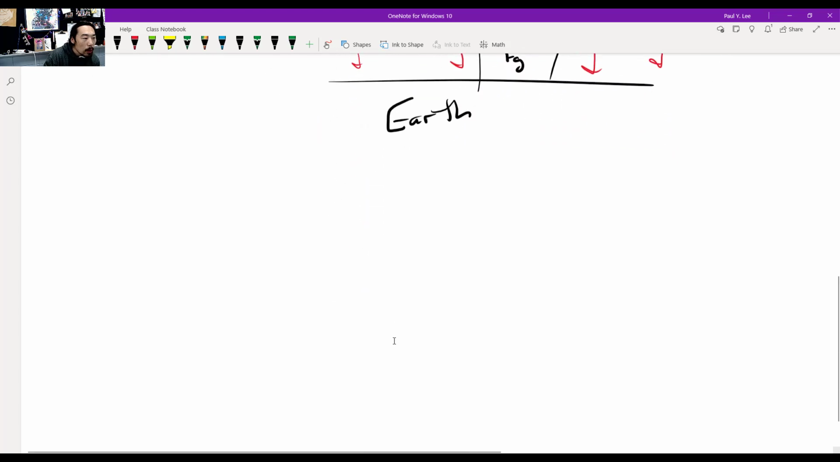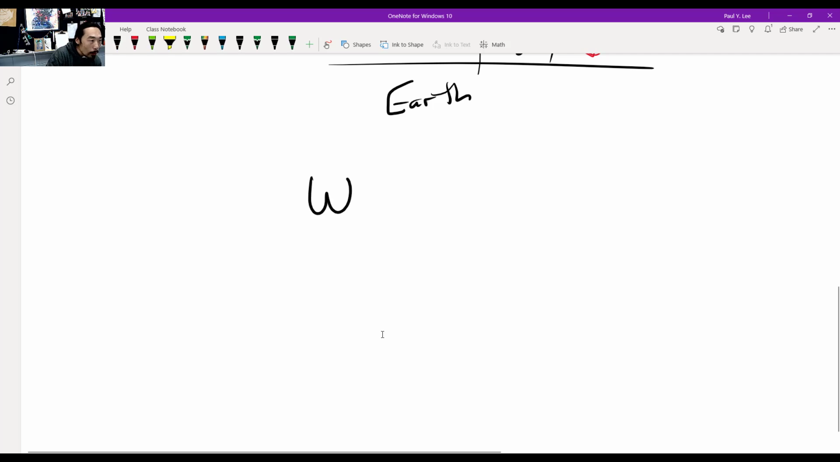Whenever you're trying to find the weight of something on a different planet, it is still F of g equal to mg, but this g is the g of the new planet instead of, let's say, 10. And that'll tell you the weight of you on any other planet.